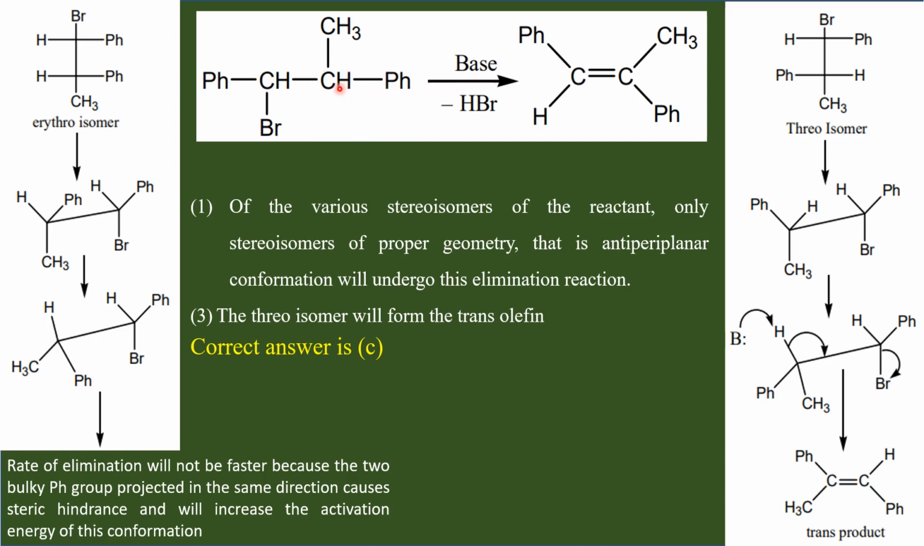This is the carbon next to me that I am putting at the bottom in the Fischer projection. This carbon has a hydrogen, phenyl and a methyl. And this is another chiral carbon having hydrogen, phenyl and bromine. This is the erythro isomer where the similar groups are on the same side. Now for elimination to take place by E2 mechanism with a base, the hydrogen in one carbon and bromine in the other carbon should be anti-coplanar.